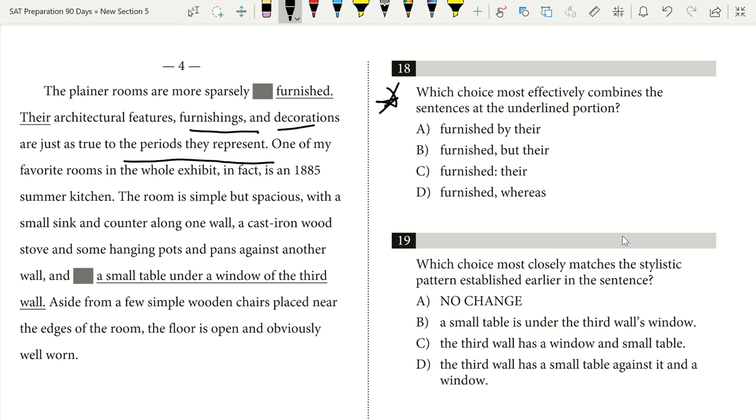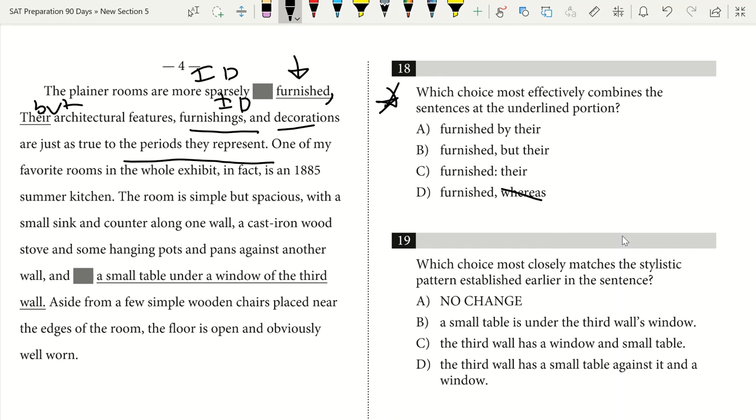Okay, that's a contrast, right? They're more sparsely furnished, okay, but, so we're going to do a comma here and then do "but." Since we have an independent clause here and an independent clause here, we can connect them with a comma and a FANBOYS conjunction. So we would do comma, but their architectural features, furnishings, and decorations are just as true to the period they represent.